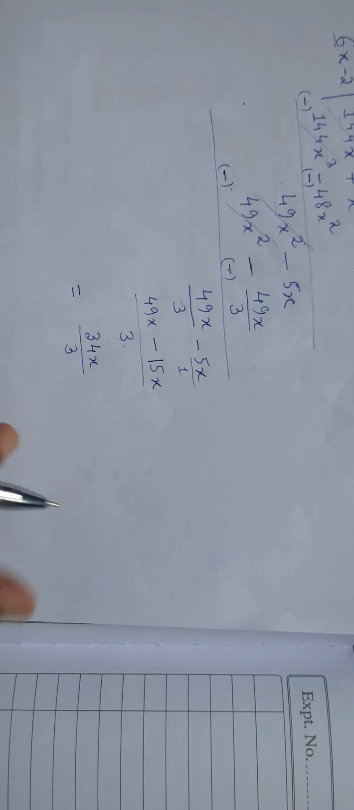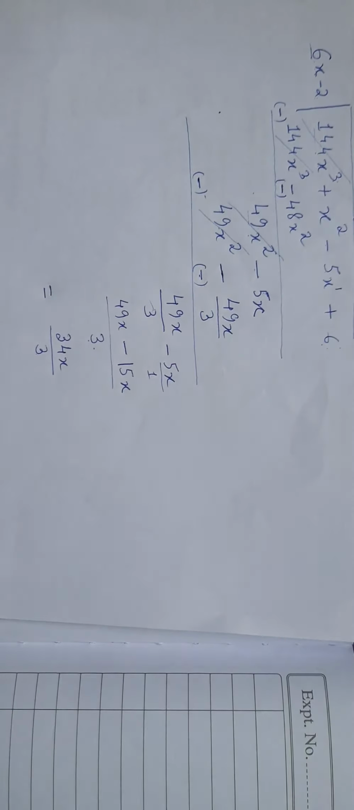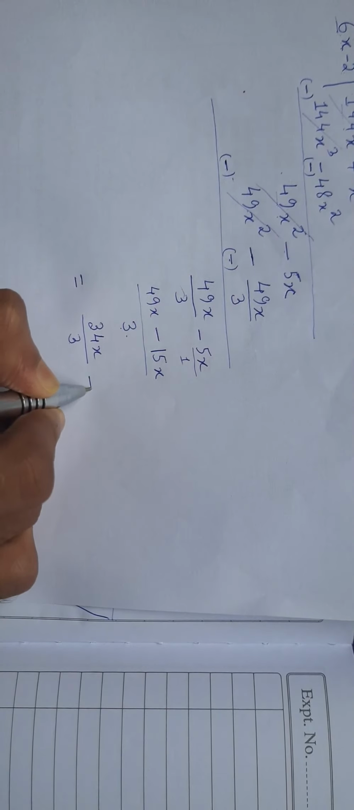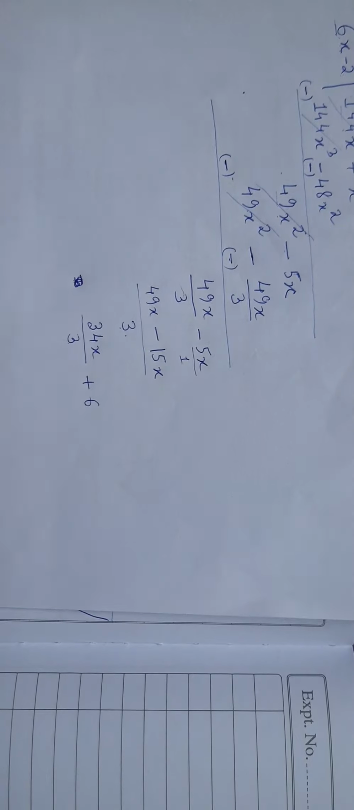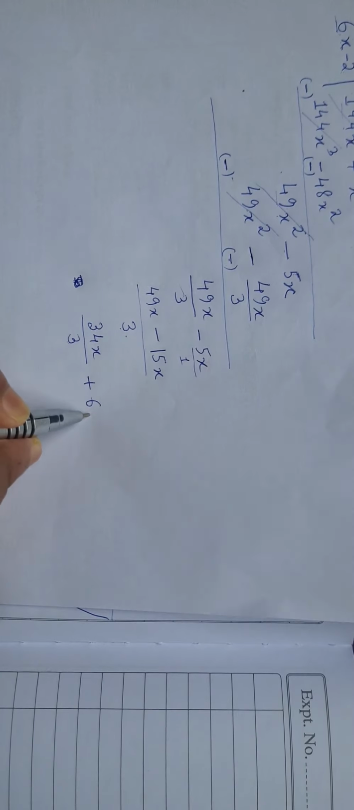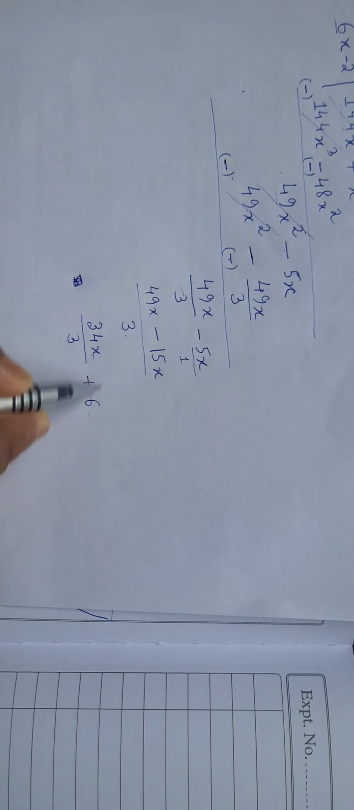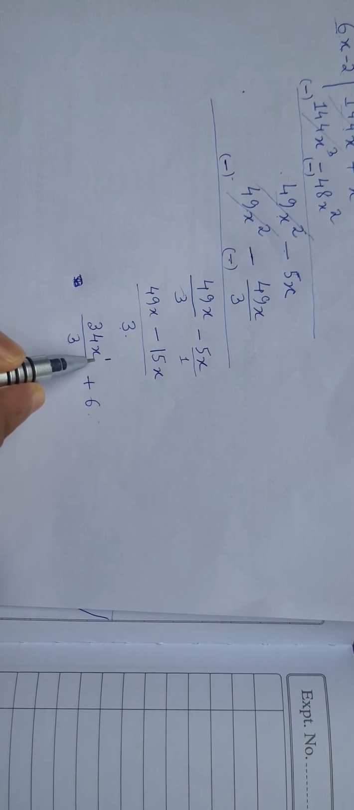So now we'll bring one more term. That one more term is 6. So we'll bring that 6 here. Now here you see, the highest power variable is 34x by 3. Since there is no variable in 6, that means x to the power 0. So 1 and 0, when you compare, we'll see that 1 is greater. So now we'll try to cancel 34x by 3.